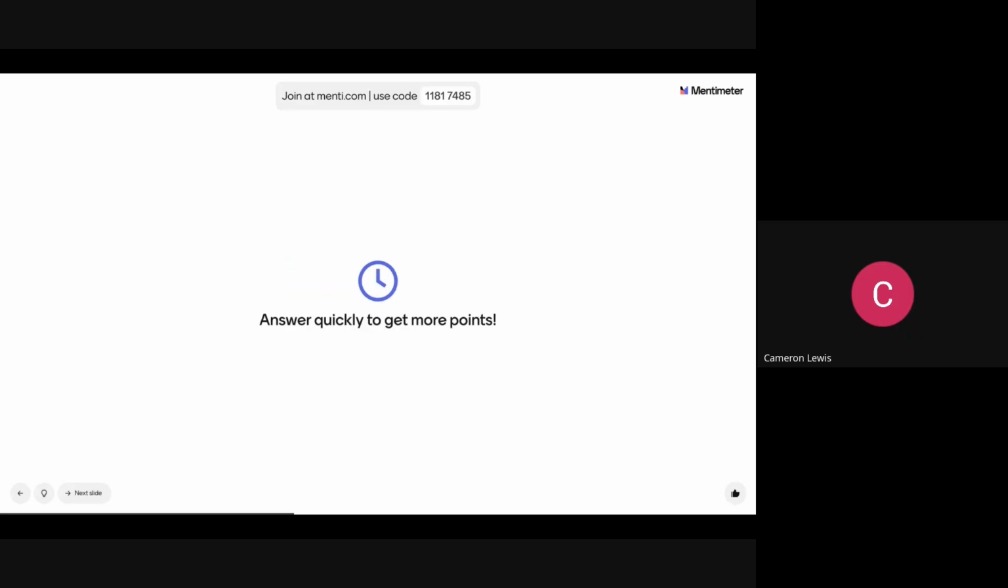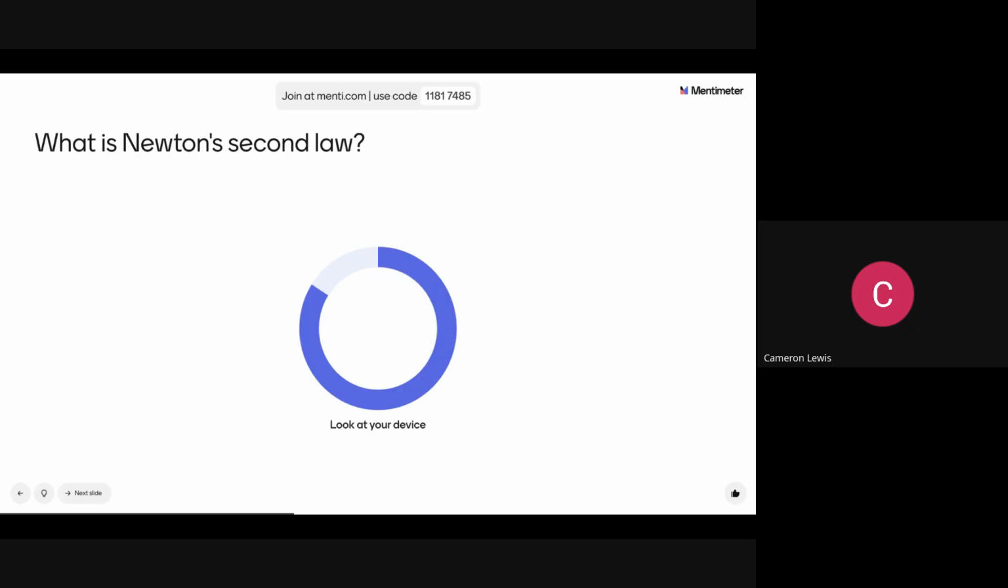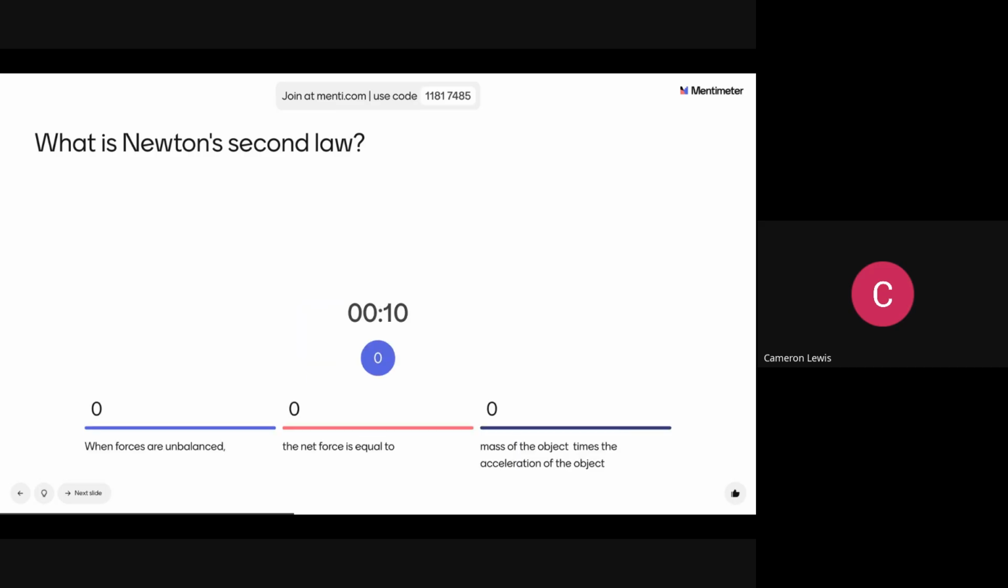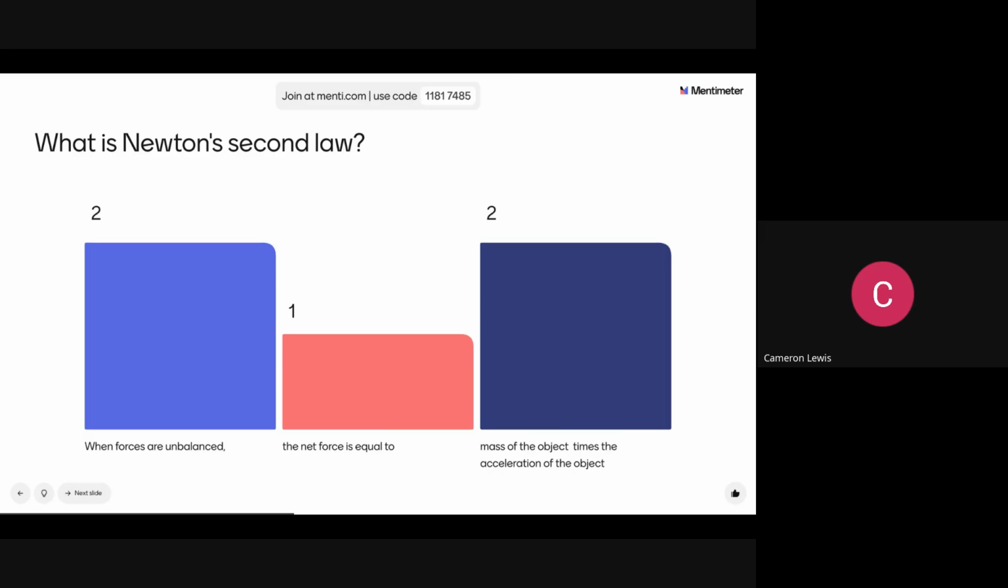Now that brings us into, I believe, Newton's second law. What is Newton's second law? When forces are unbalanced, the net force is equal to the mass of the object times the acceleration of the object. Pretty much the same thing.